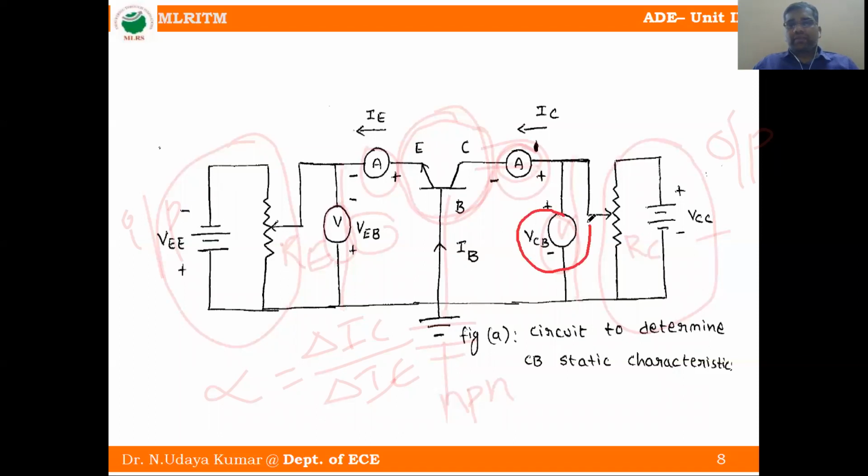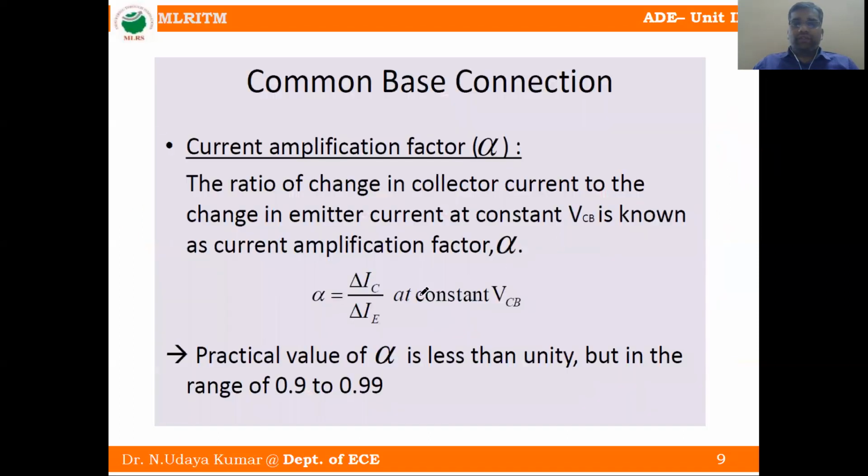At constant VCB, this is fixed, for 1 volt, 2 volt, 3 volts like that. We will get alpha is equal to change in IC by change in IE. So the practical value of alpha is less than unity. It is always less than unity, ranging from 0.9 to 0.99. So in common base configuration, alpha is the amplification factor, output current by input current.